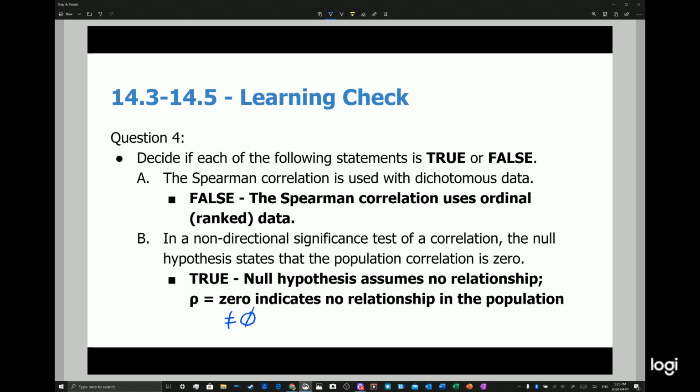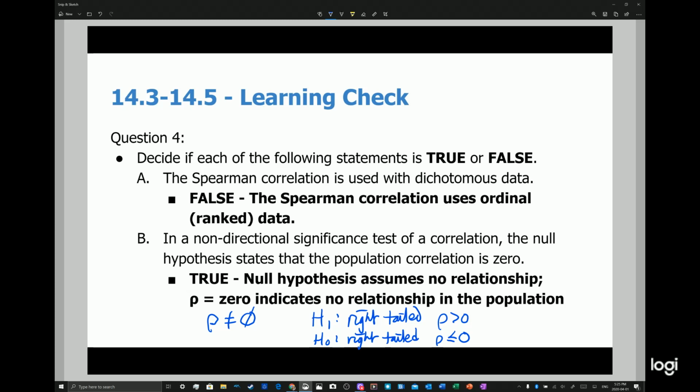I'll write rho properly. Again, for your directional test, you can have a right-tailed test. You can remember this one. Rho is greater than 0. That's your alternative. And then your null here would be the opposite direction, like that, less than or equal to 0.